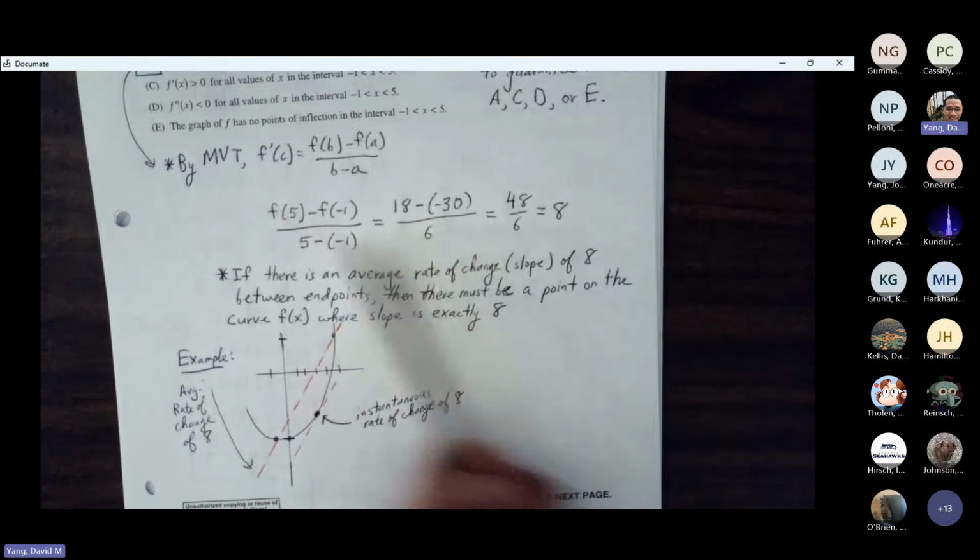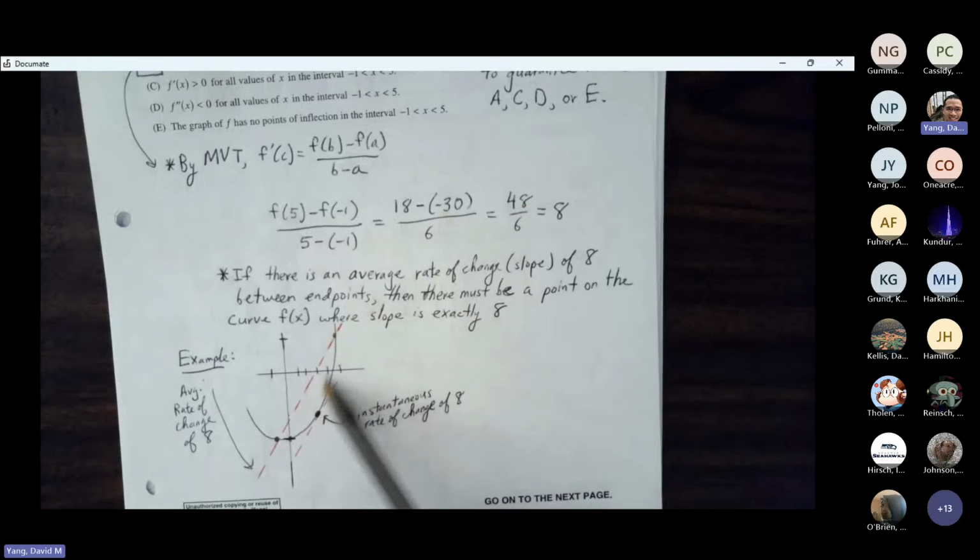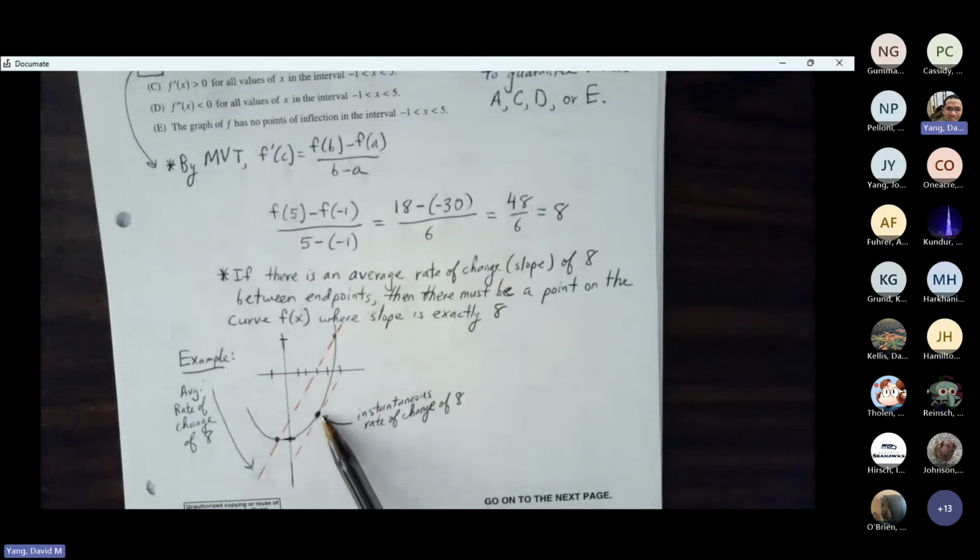So here's what we found, right? We found that the slope between the endpoints is 8. So if there's a steepness of 8 between the two endpoints, there's no way for the graph to not experience a slope of 8 somewhere along the curve as well. Doesn't mean it has to look like this, but this is just an example of what that instantaneous rate of change could look like compared with the average rate of change.